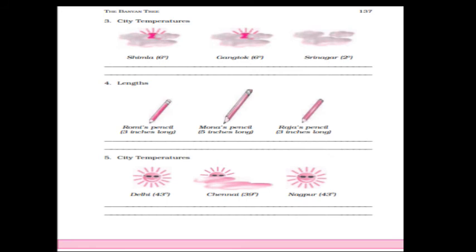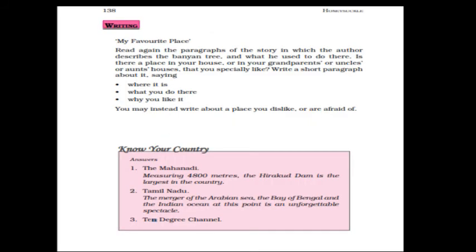The last one, okay, what is the last one here? My favorite place. Like, children, again you have to read the story, and as the author has described the banyan tree and what he used to do there. In the same way, is there some place near your house or in your grandparents', uncle's or aunt's house that you especially like? So you just have to write a short paragraph saying exactly where it is located, where the grandparents' house is, what you did there when you saw the tree, and why you like the tree there. These are the experiences, and if you have experienced those kinds of things, these are what you have to mention in the short paragraph.